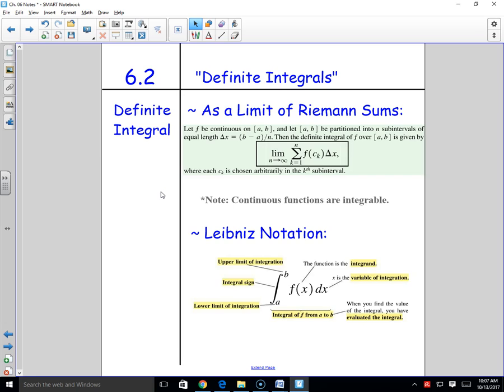Integrable? I don't know, it sounds better than integrity, and I just am not doing it.